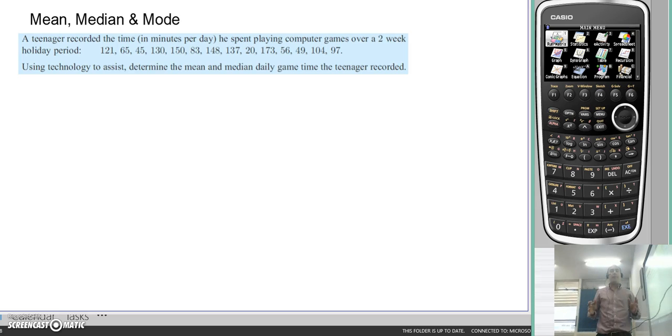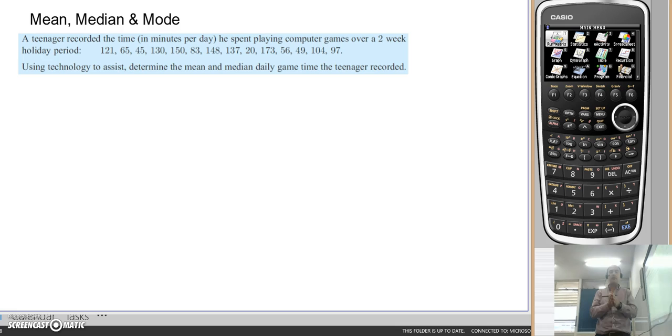We're going to have a look at mean, median, and mode, and we'll look at how we can do it with the calculator. It is important to know that to calculate the mean, we add all of our values together and then divide by how many values there are, so if there are 10 numbers, you divide by 10.